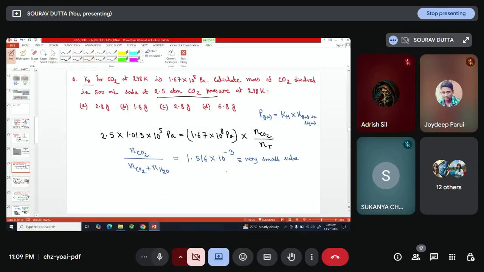অতএব mole number of carbon dioxide is very very less with respect to mole number of water. So as this mole number is very very less with respect to water, we can ignore this mole number with respect to water. NCO2 by NH2O equals, the value is 1.516 into 10 to the power minus 3. Okay.